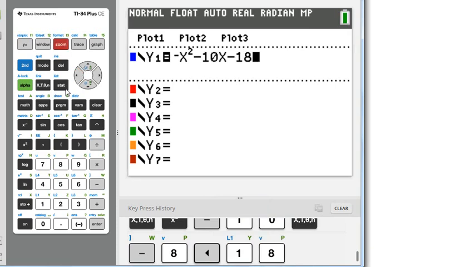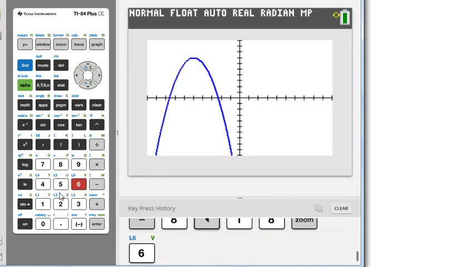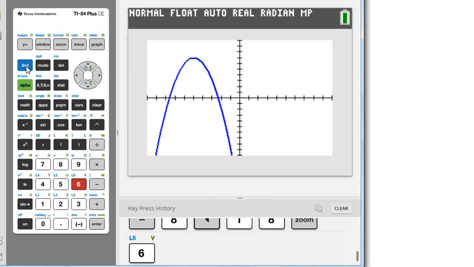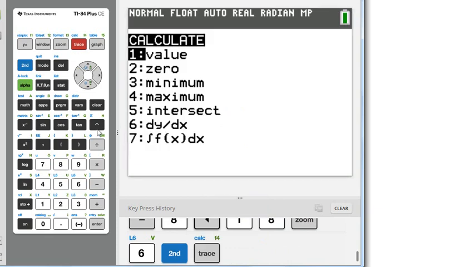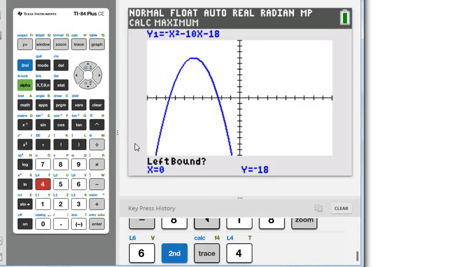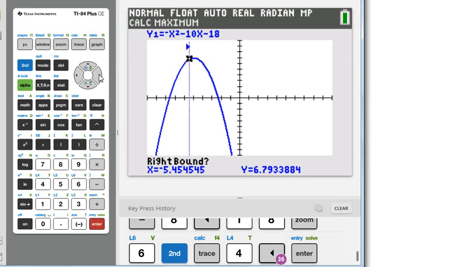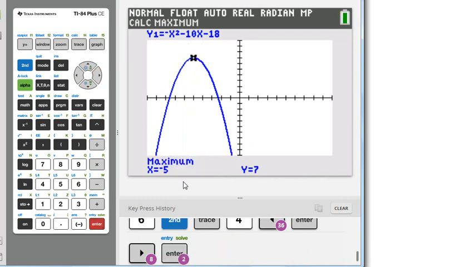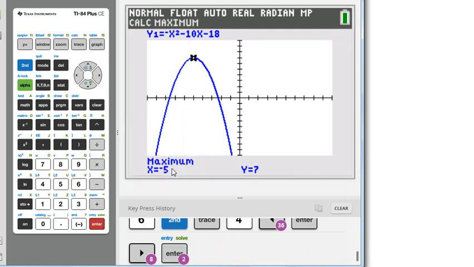So we graph this. I'm going to go to standard window, zoom 6. And we're looking for the x value. Let's find out what that is. Second trace, we're going to get to the maximum, 4. We say left bound question mark, so we go to the left side of that vertex. We get there and press enter once. Now we go to the right, and once we get to the right, we press enter twice. So we get a maximum.